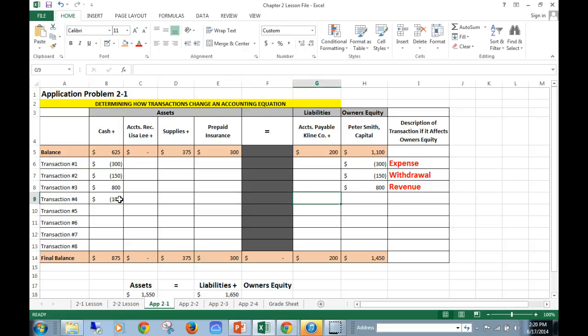And this is an expense. Someone's coming to repair our equipment. So this is maybe a repair expense. So minus $100 here in the capital account, and again, expense.